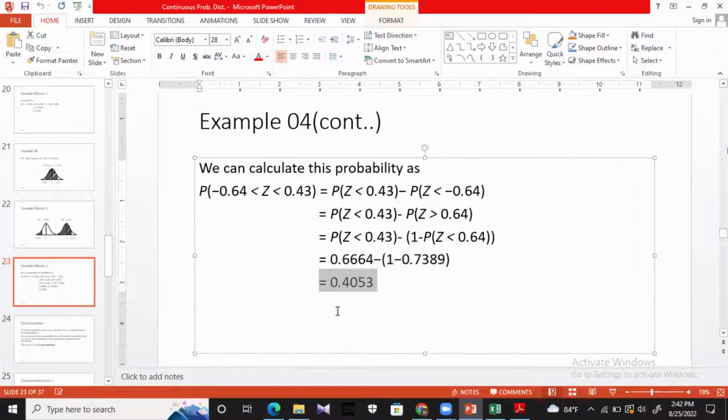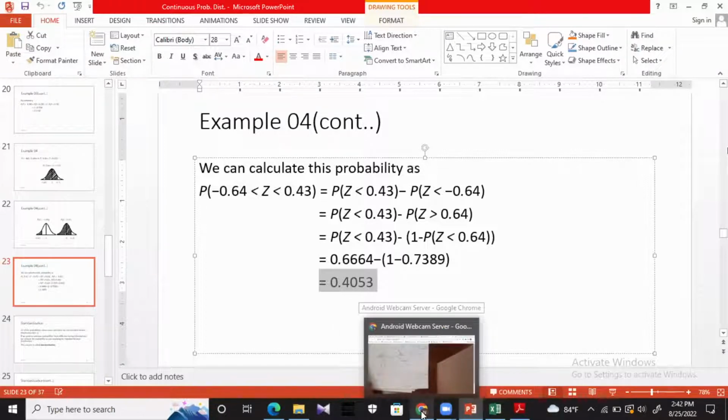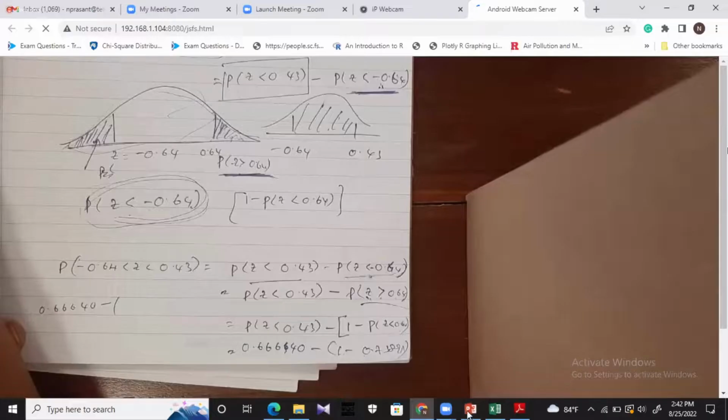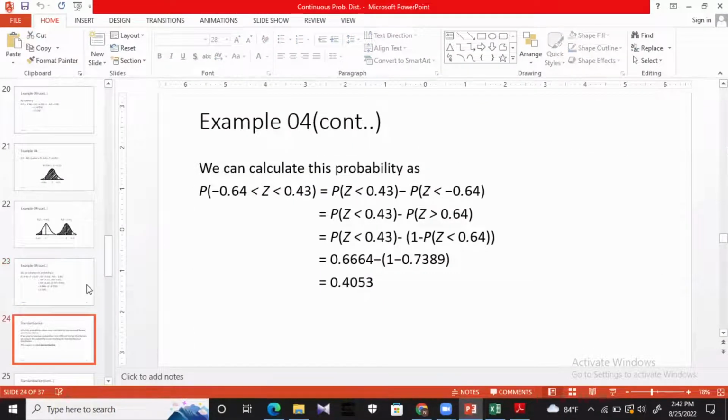I know you have to practice these examples again and again in order to understand the concept and the method. Okay. Still, do you have any problems? Any doubt? Yes or no? Did you understand how to find these probabilities? Okay, let's do another example.